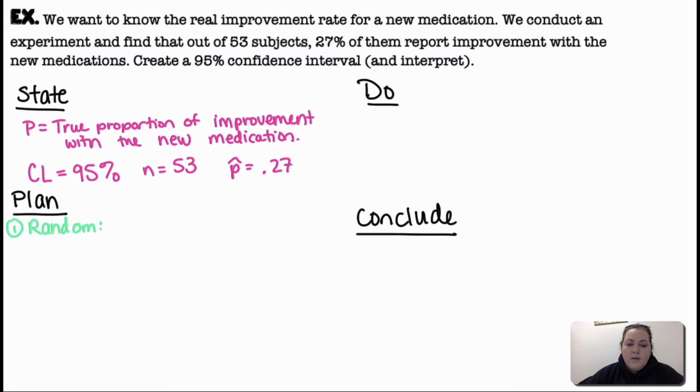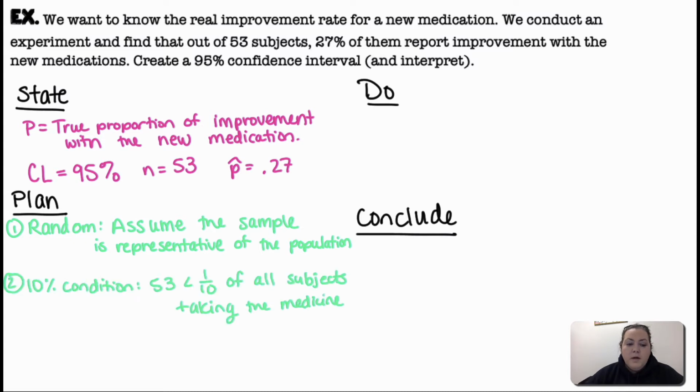Plan is where I'm going to check my conditions. So random: assume the sample is representative of the population. They didn't say it was random, so that's going to be my sentence for when it's not stated. The 10% condition: my sample size was 53. 53 is less than 1/10 of all subjects taking the medicine. And option 3 is our normal or large counts condition.